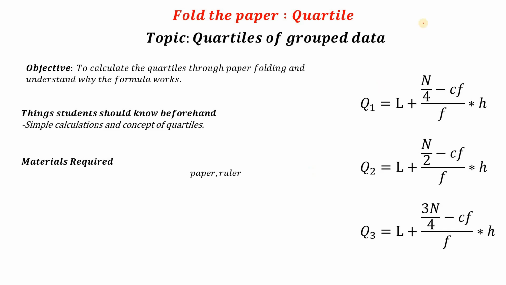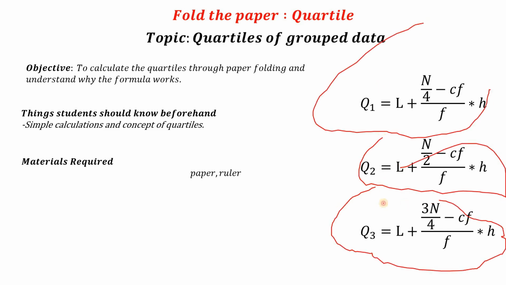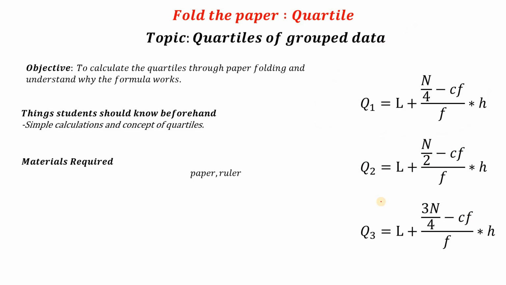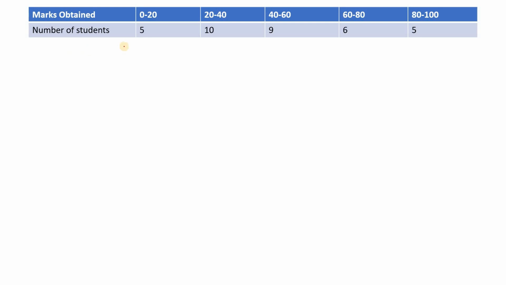These are the three formulas that are commonly used for finding the first, second and third quartiles. But today we are going to learn it through the process of paper folding, and we'll avoid using these formulas, and we will compare these results. So let's get started with an example.